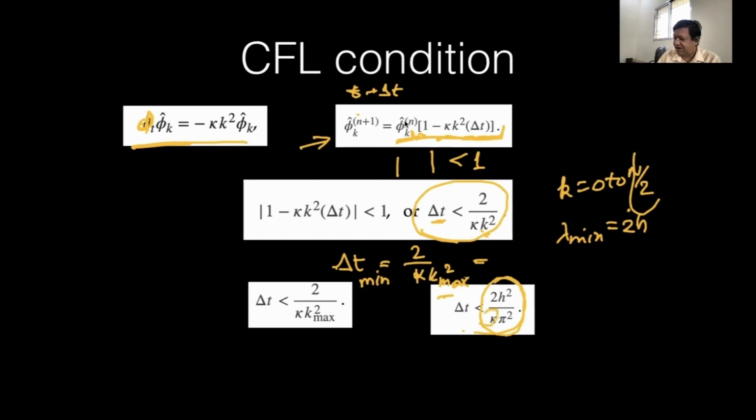Now, if kappa is very large, then delta t becomes very tiny. That's one of the problems. Let's say kappa is 10 to the power 6 or 10 to the power 8, then delta t becomes pretty tiny. Of course, we get some compensation from this small h, but large kappa has an issue.